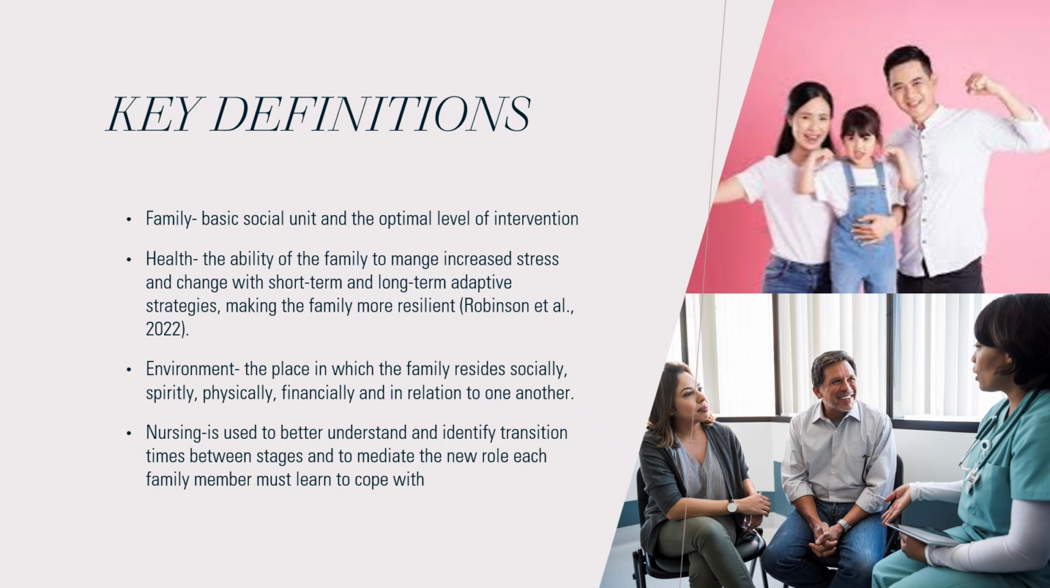The key definitions for this theory: family is the basic social unit that is the optimal level of intervention. Health is when the family has the increased ability to deal with the stresses and changes, utilizing short-term and long-term adaptive strategies to make the family more resilient.